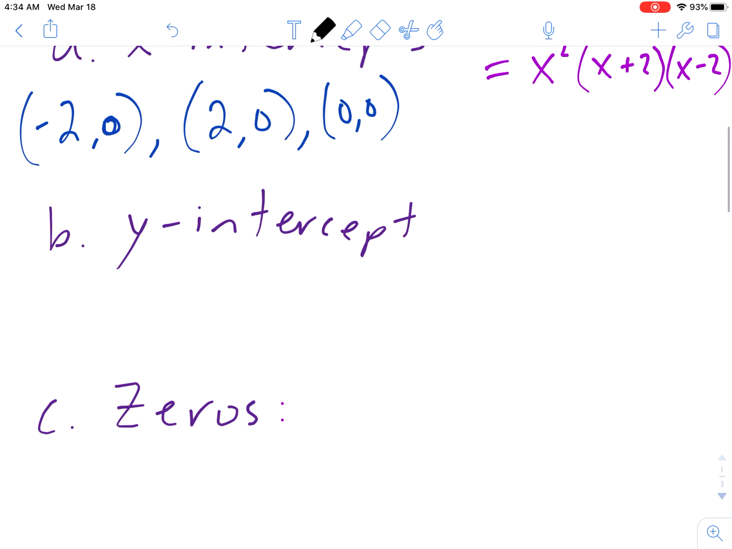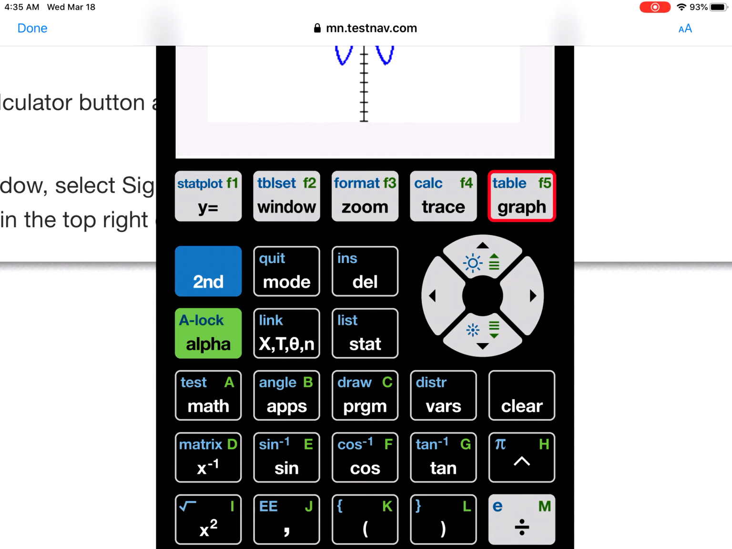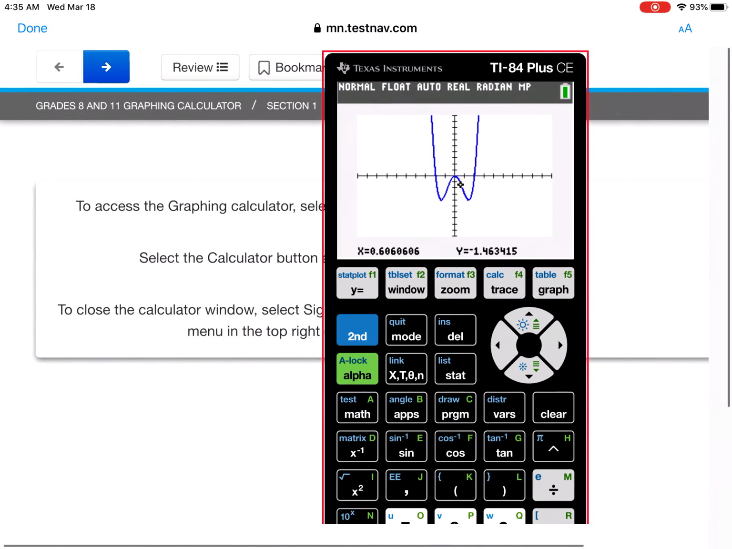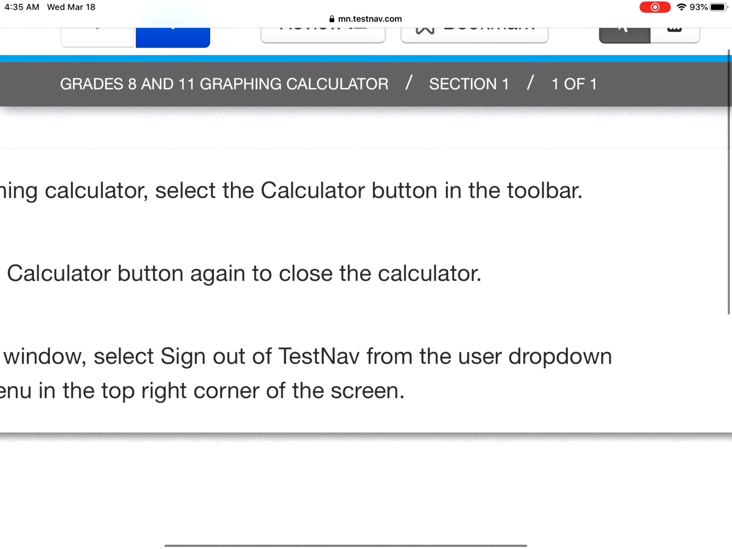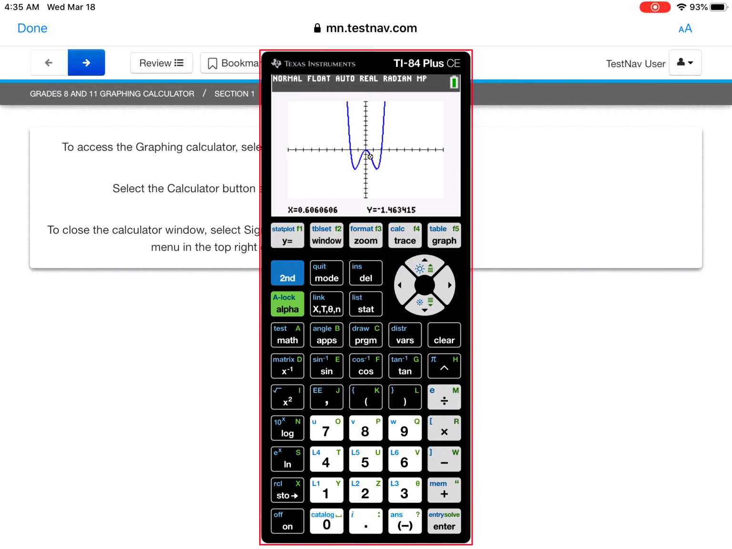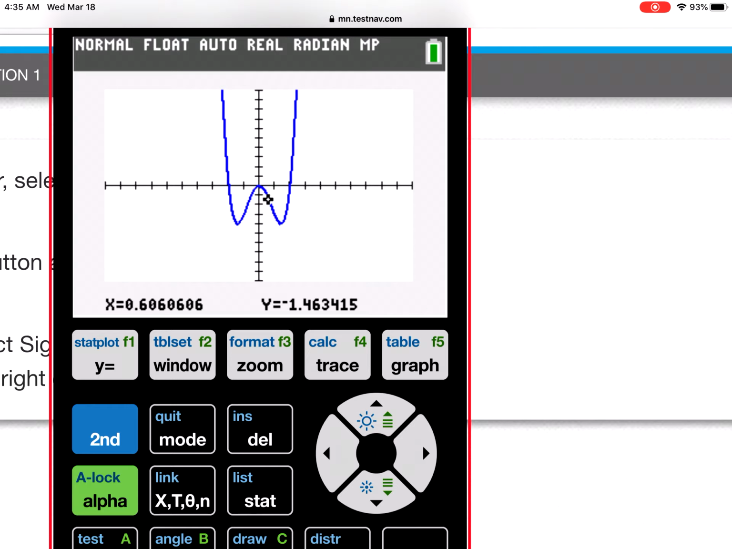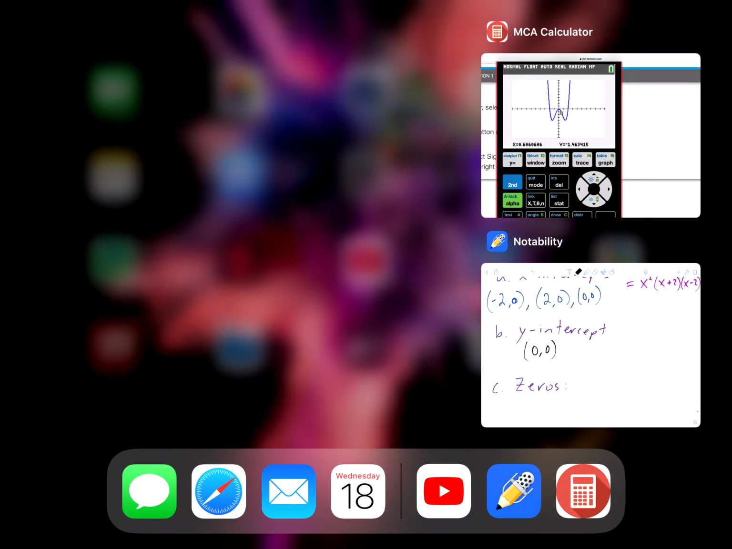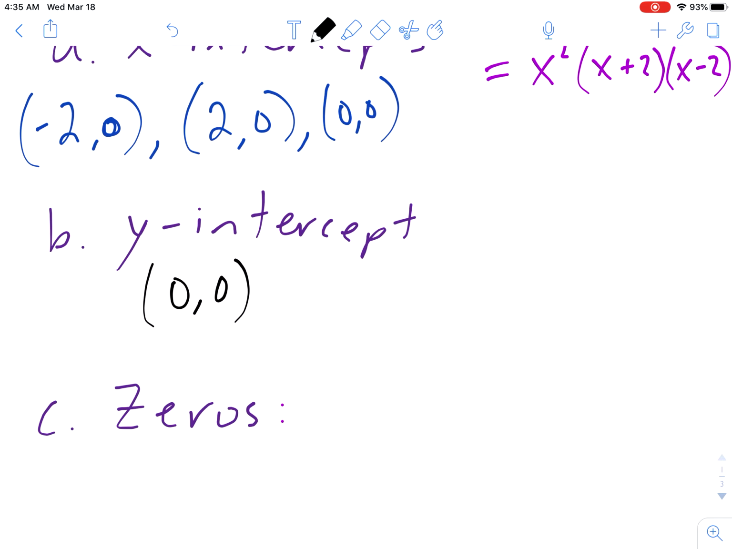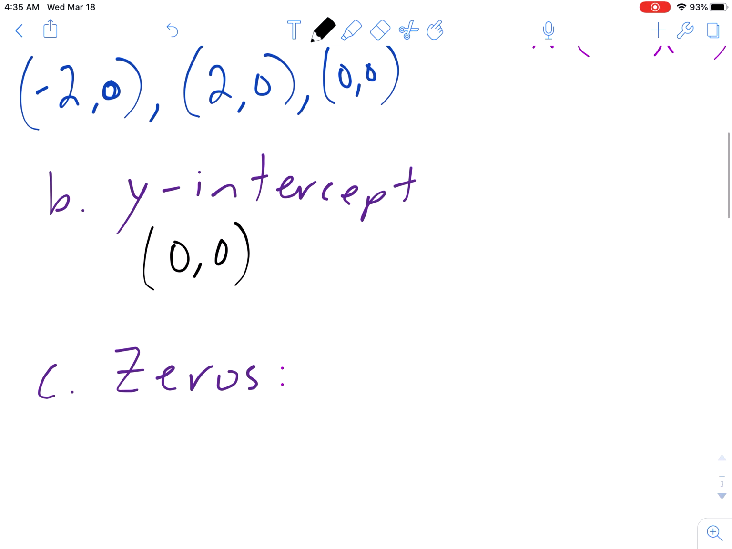So the x-intercepts are done. The y-intercept, well, we've already done that actually. The y-intercept on this one happens to be the same as our origin, right? So our origin is special. It's both the x-intercept and the y-intercept. It's the place where the graph is crossing the y-axis. So our y-intercept is done. We already did it up there.